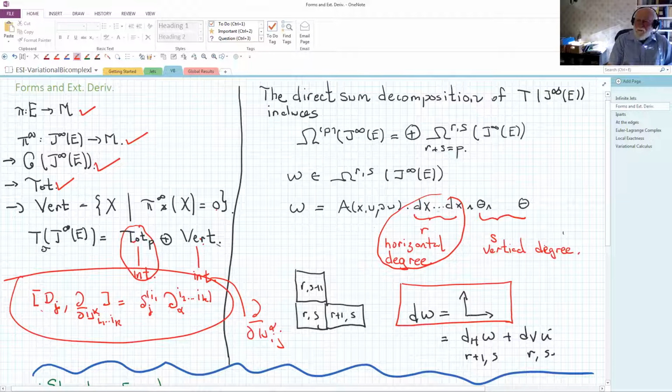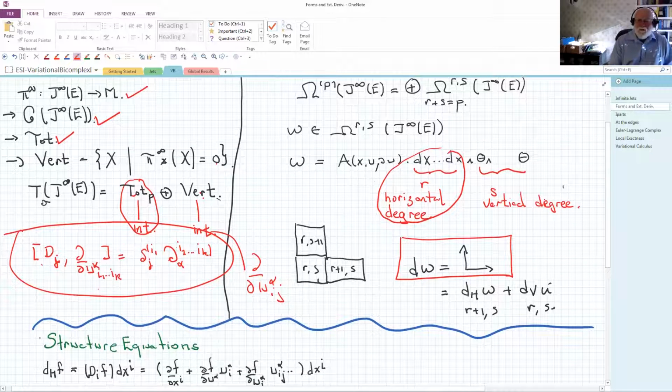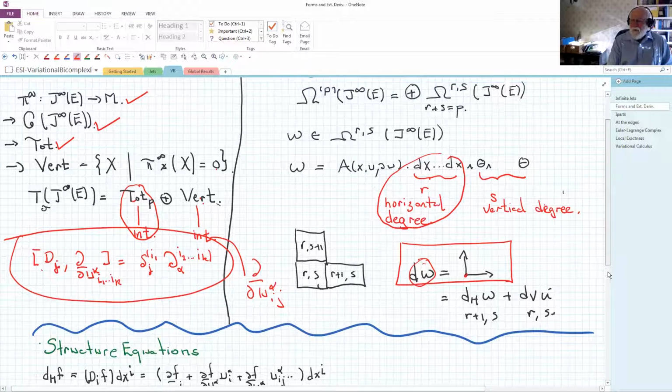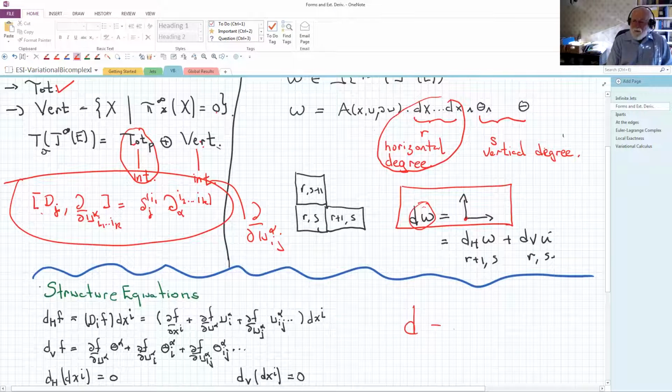These are spatial, space-time variables, if you would, and then wedges of the contact forms, or you can think of these as field variations. Then the next big step, very important: by virtue of the structure equations for the contact ideal, the exterior derivative splits. So the exterior derivative of a form of type (R,S) has two components, an (R+1,S) part, a horizontal part, and a vertical part. So we have then that d is equal to dH plus dV.